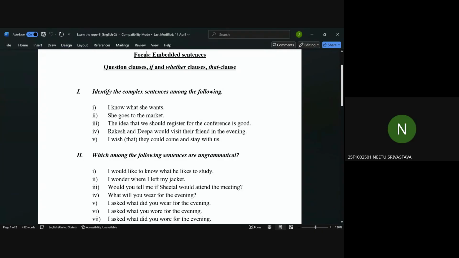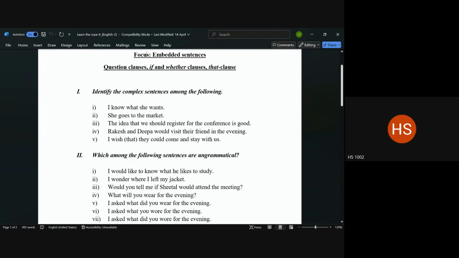One independent sentence, I know, and one dependent, that is what she wants. Sentence. That's it.